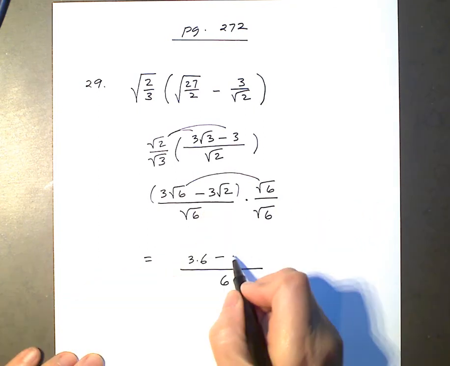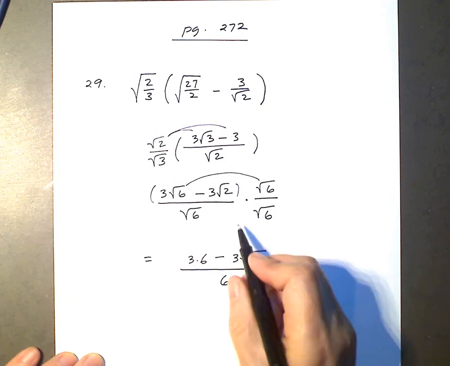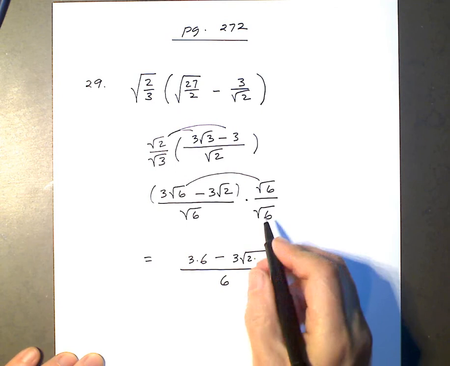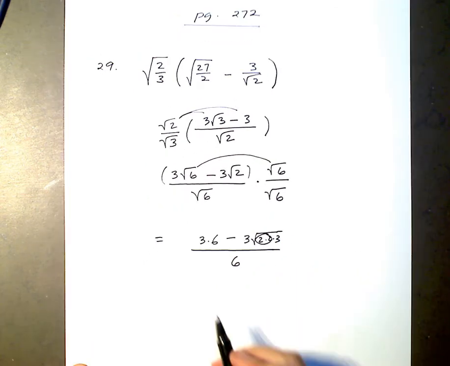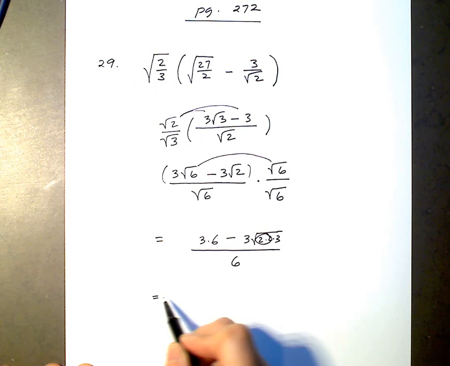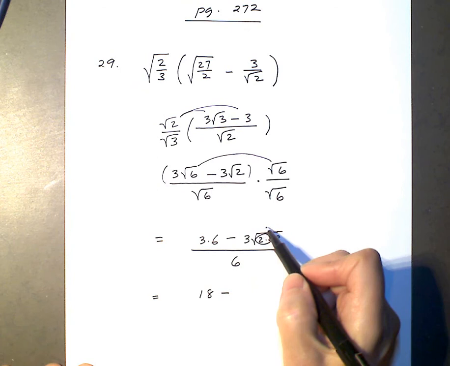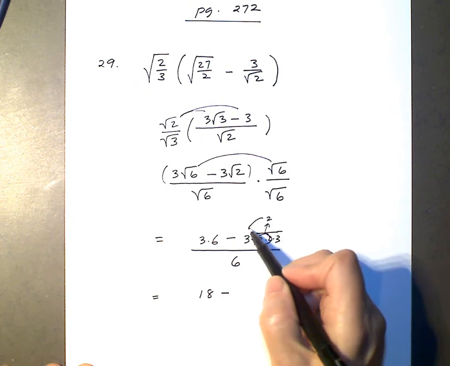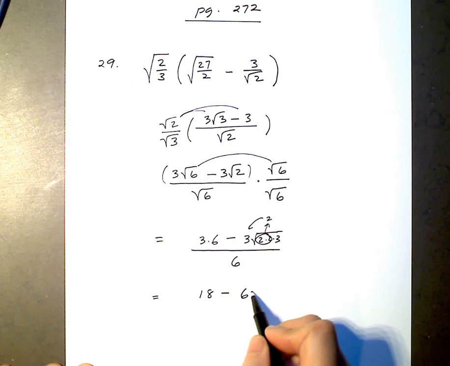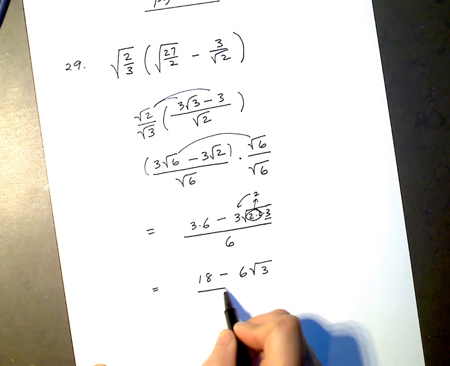So 3 times, let's go 2 times 6. So 2 times 6 is 2 times 3. So there'll be a 2 there. So anyway, I've got in the numerator 18 minus 2 times, that's 2 squared, so a 2 will come out and multiply by that 3. So I'll have a 6, and this square root of 3 will stay in, and that's all over 6.